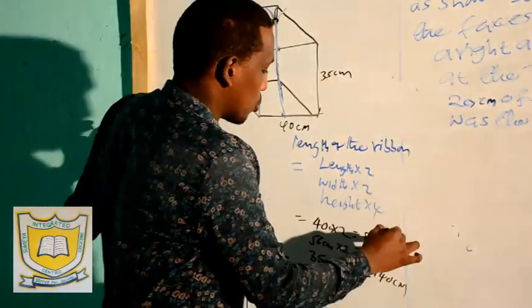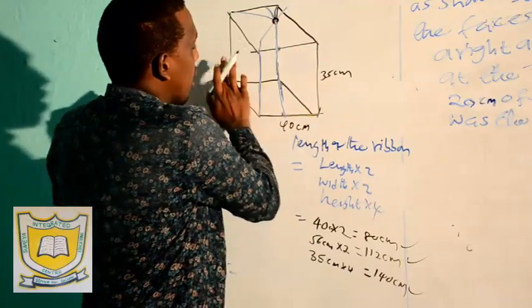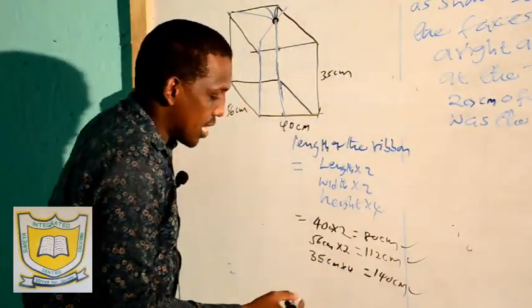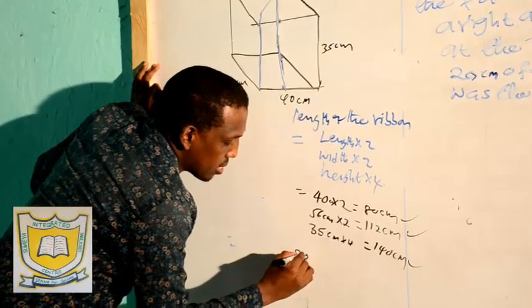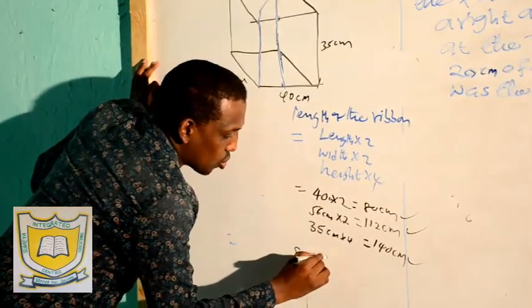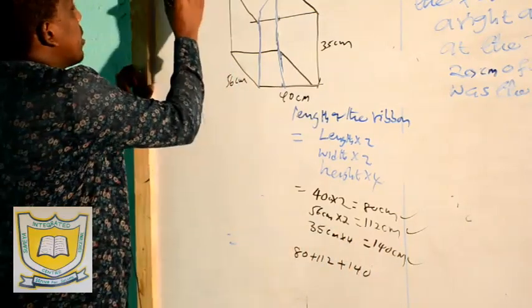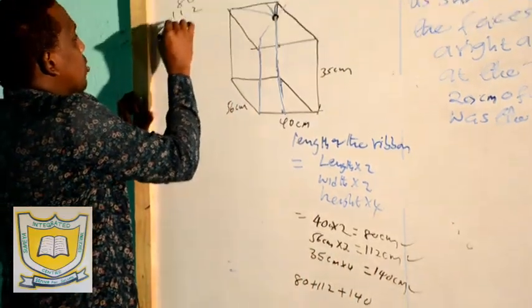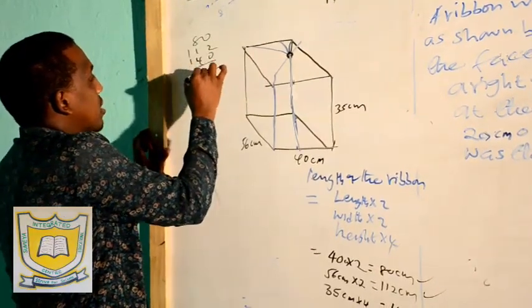So length times 2, width times 2, height times 4, that is the short formula I created. So we add now 80 plus 112 plus 140. Let us add 2, 12, 13, 3 carry 1.